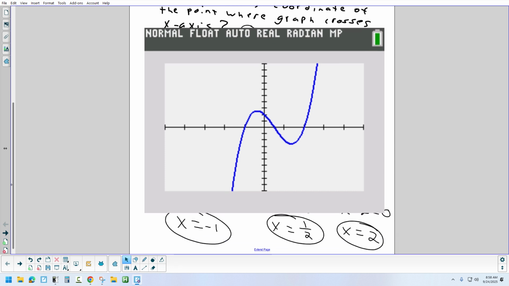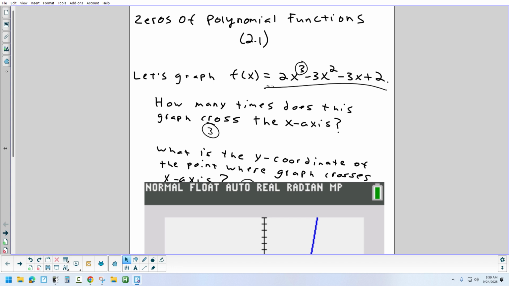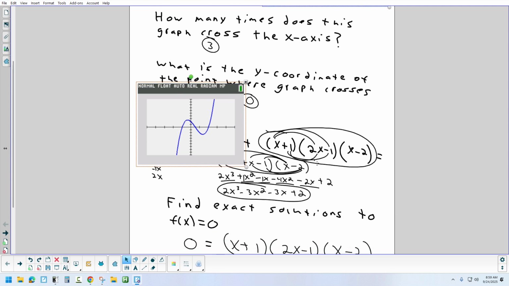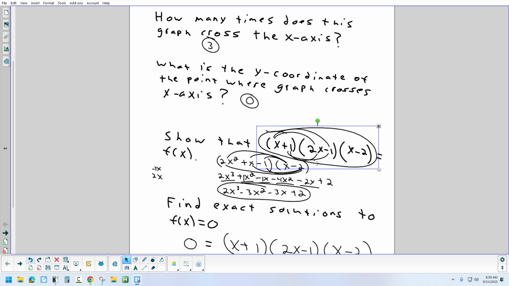Those 3 numbers wouldn't have been as easy to figure out if you weren't able to take this and rewrite it like that. So the goal of this lesson isn't to figure out how to rewrite it like that. We'll talk about that more later on. But I just wanted to show you the advantage of writing it like that.